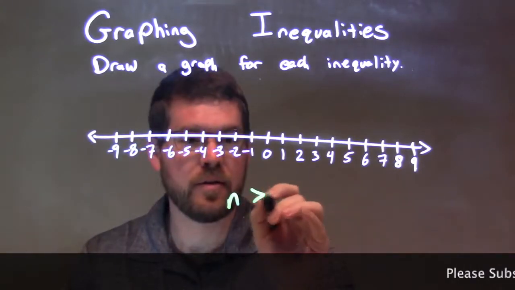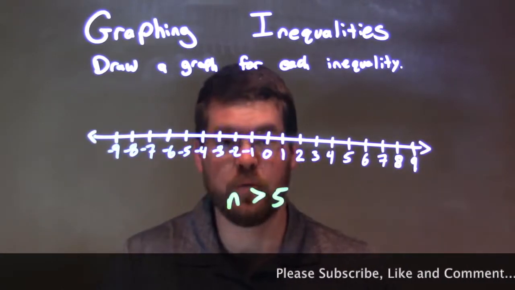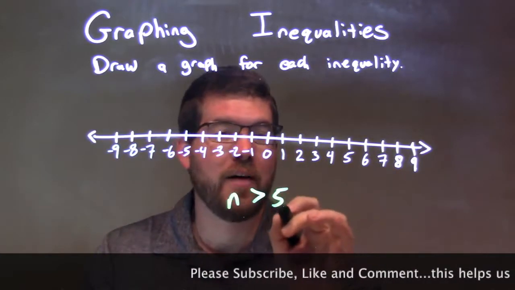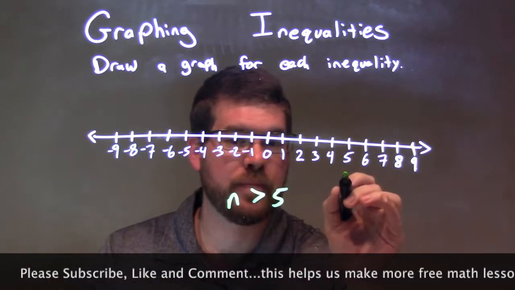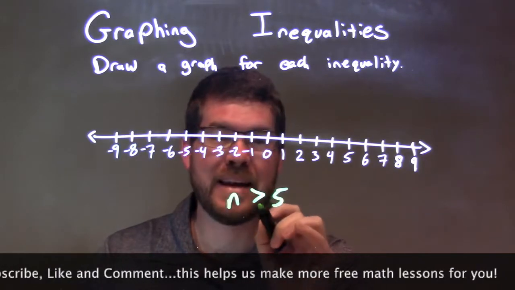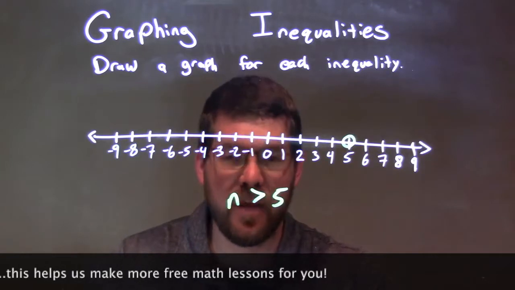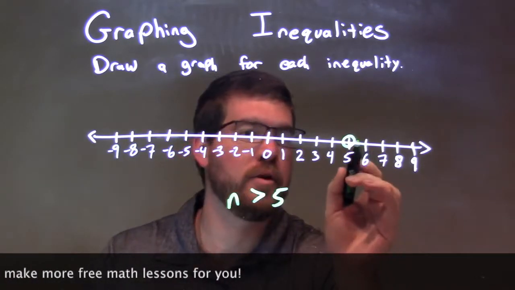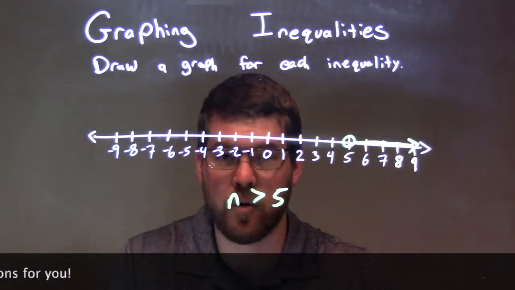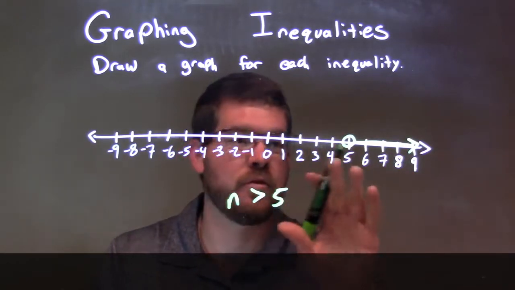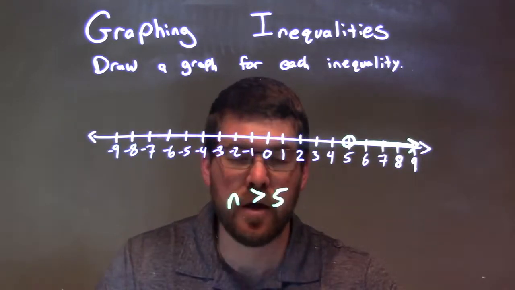N is greater than 5. Okay, so n is just greater than 5. Well, we look at 5, 5 being our key point here. 5 right here, right? So 5 is the key point. And since we have n is greater than, but not equal to, that's the other key. We have an open circle at 5. Then, with n being greater than 5, we shade the area to the right. And there we have our graph. N can be any value that is greater than 5. All these values here to the right of 5.